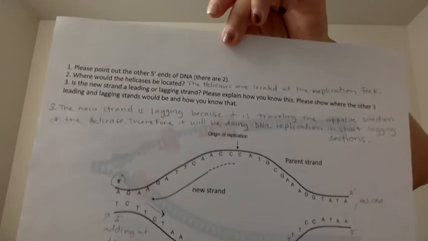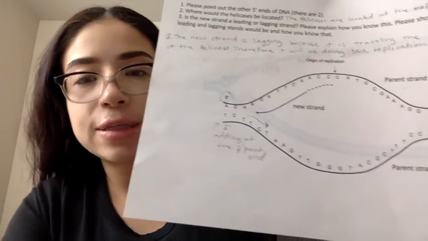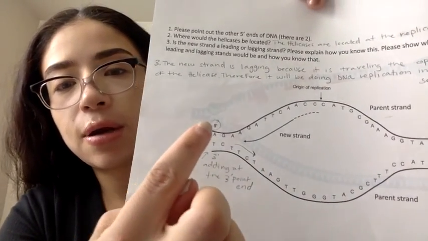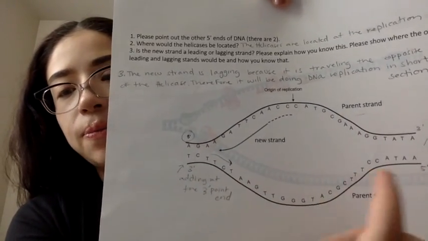Next, I'm going to go over this picture from the slides that were provided. And so number one, I'm going to point out where the 5' end is. So you can see it's right there. And then they're opposite of each other, so the other one is going to be right there.